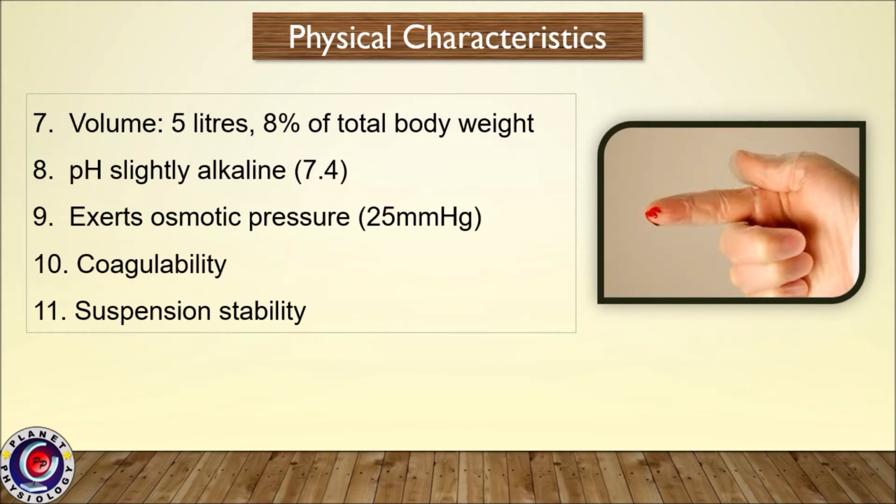Approximate blood volume is 5 liters and it is about 8% of total body weight. pH of blood is slightly alkaline, it is 7.4. Blood exerts osmotic pressure of 25 millimeters of mercury, and even though it is fluid, it shows property of coagulation or coagulability if it is exposed to any water-wettable substances or collagen. Blood also has suspension stability.